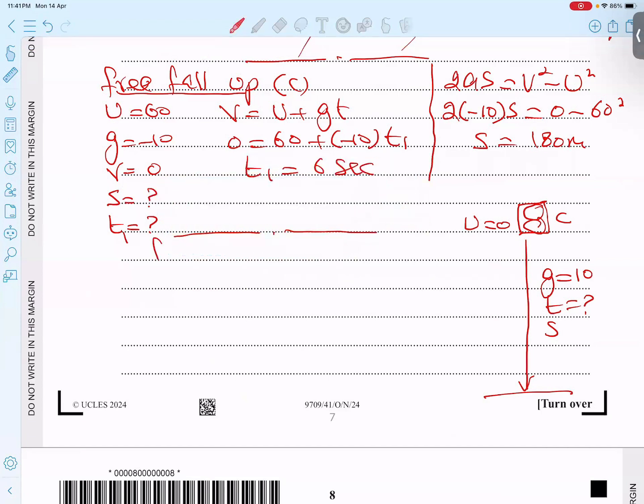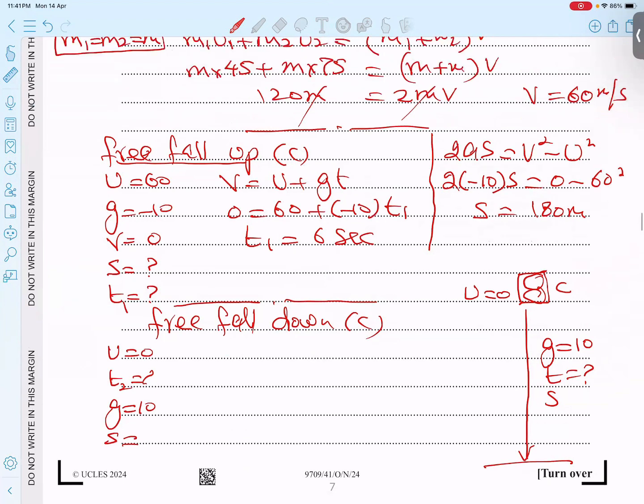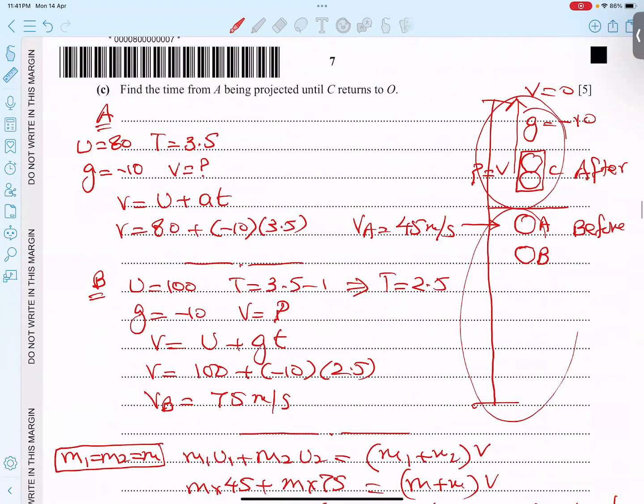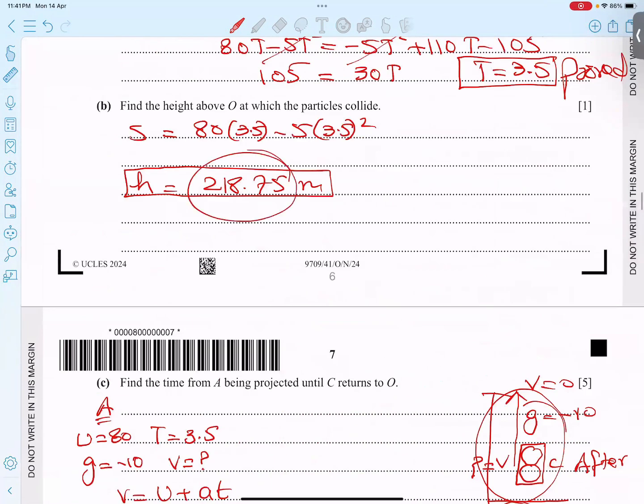Now I'm saying free fall down for the particle, and the data is very clear. U is 0, and time t is our task. Gravity is coming down, positive. But the important part: what is S? S is, for your understanding, 180, and this one I just got here, 218.75.